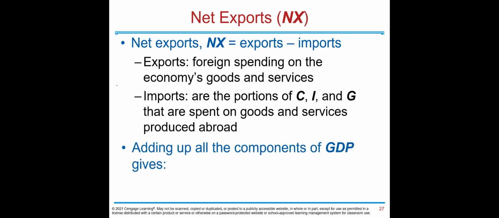Adding up all these components gives the GDP, which is Y equal to C, consumption spending, plus I, investment spending, plus G, government purchases, plus exports minus imports.